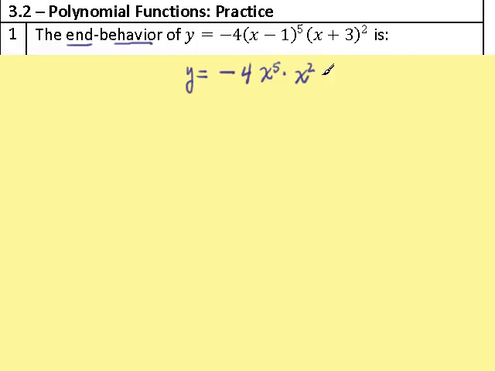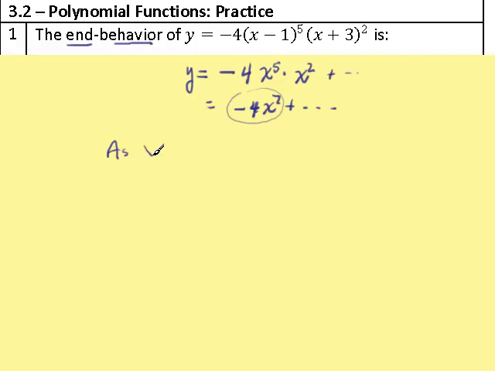So that would be -4x to the 7th plus lower terms, or terms with smaller exponents. So this would be the highest exponent, and the end behavior will depend only on this term.